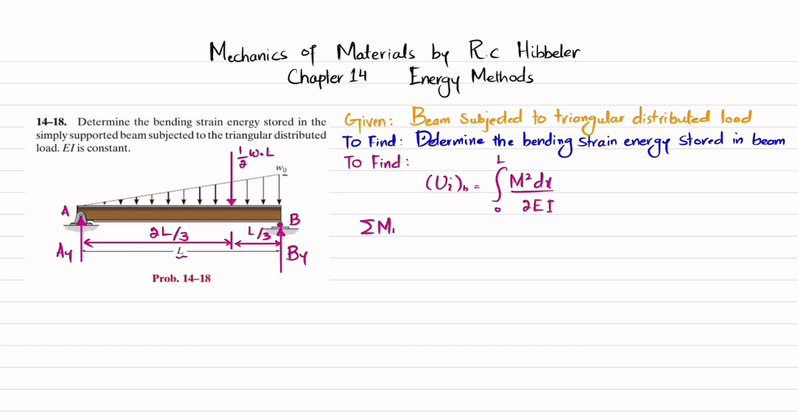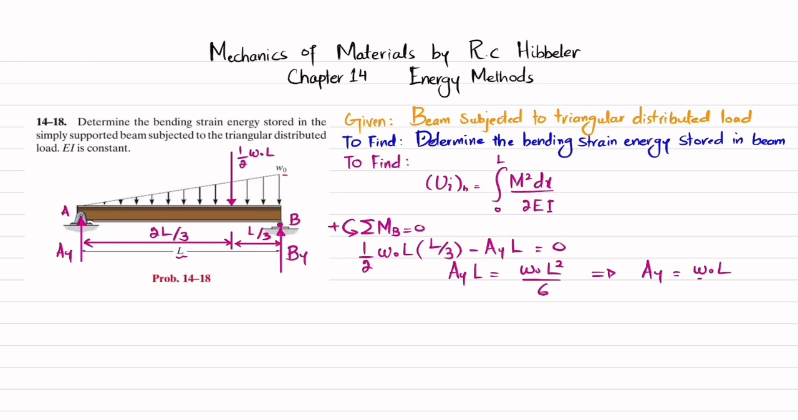The first equation of equilibrium is that the sum of all moments about point B is equal to 0, taking counterclockwise moment as positive. About point B, the first moment is due to this load, 1/2 W0 into L, with perpendicular distance L by 3, and this produces counterclockwise moment, so it is positive. The second moment is due to AY with perpendicular distance L, producing clockwise moment, so it is negative: minus AY into L. Their sum must be equal to 0. So AY into L is equal to W0 L squared over 6, and from here AY will be equal to W0 L by 6.